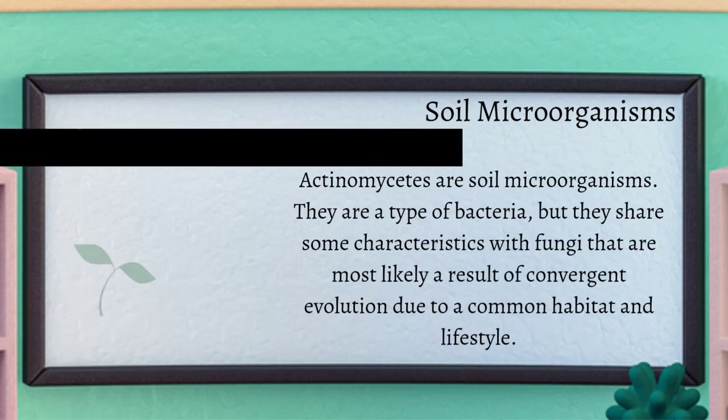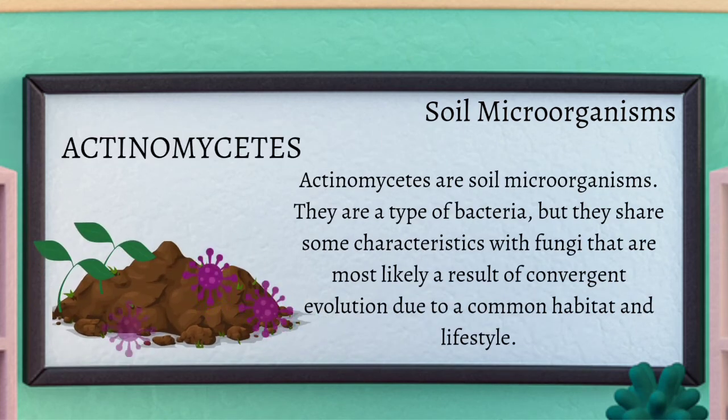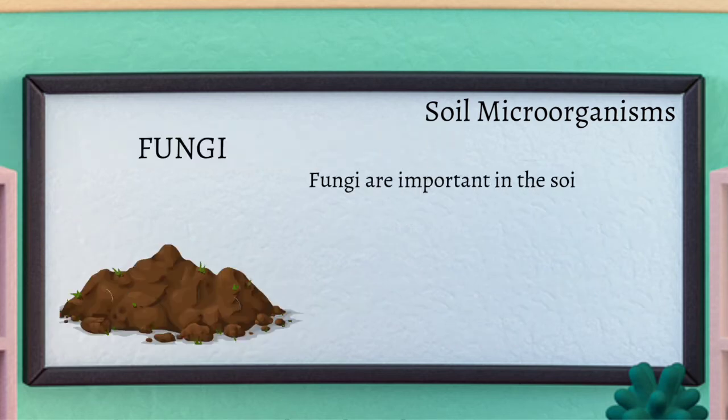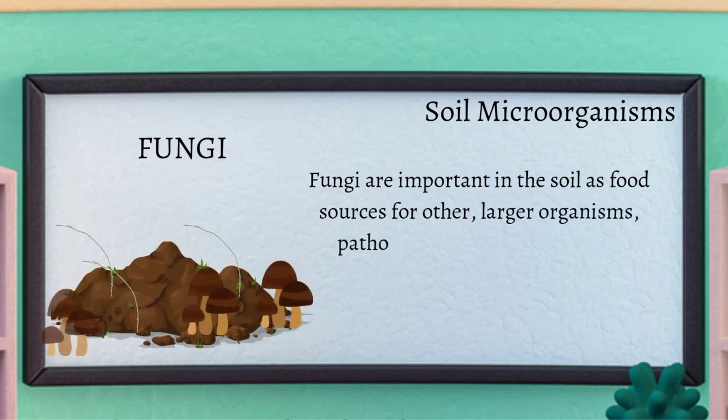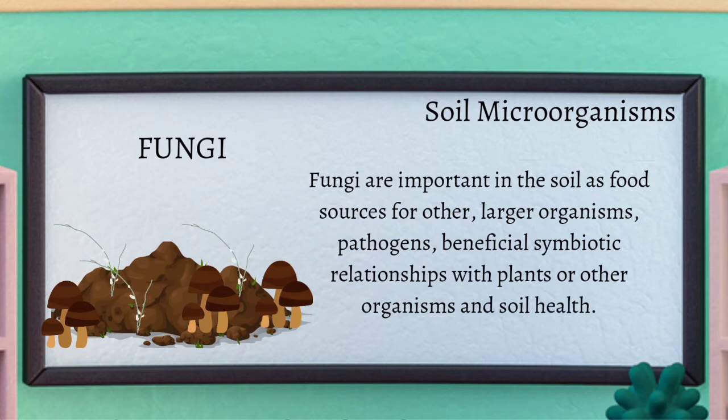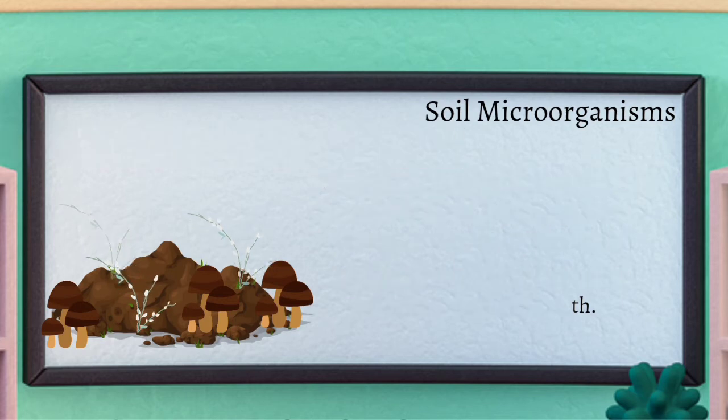Second is what we call actinomycete soil microorganisms. They are a type of bacteria but they share some characteristics with fungi that are most likely a result of convergent evolution due to a common habitat and lifestyle. Next is fungi. We commonly see these around as they are really abundant in soil, but bacteria are more abundant. Fungi are important in the soil as food sources for other, larger organisms, pathogens, beneficial symbiotic relationships with plants or other organisms, and soil health.